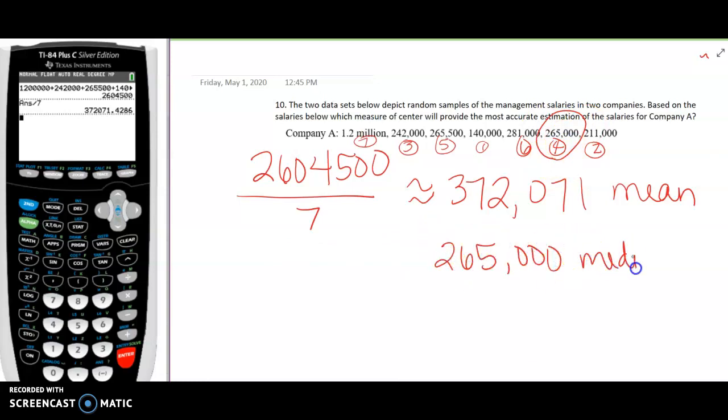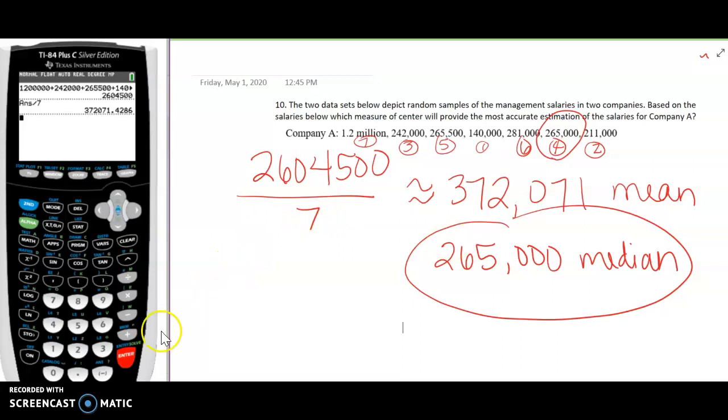That's your median. These are both measures of central tendency. Which one most accurately describes the data? And if you're interviewing and they tell you the average person makes $372,000, technically they're not lying. $372,000 is made as the mean, but how many people are actually making that much or more? And it's just one, and that person's probably the CEO for all we know. So anytime that there's an outlier in your set of data, the median is going to be the measure of central tendency that most accurately describes the data.